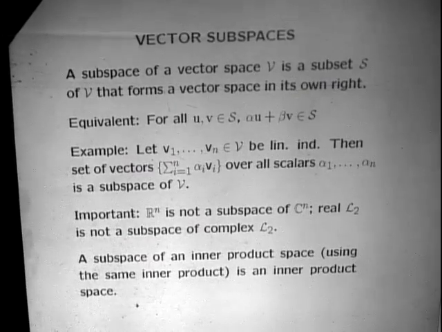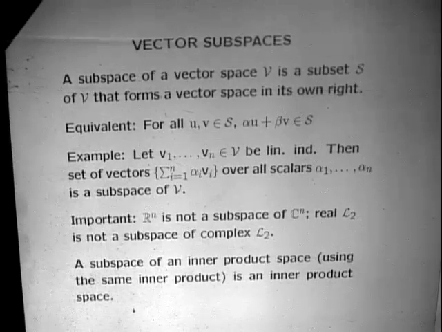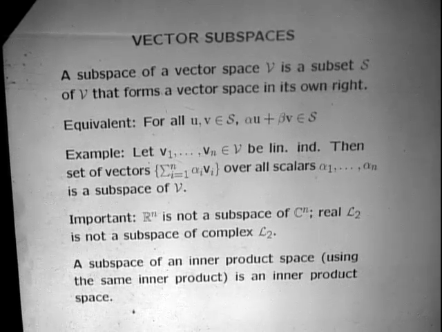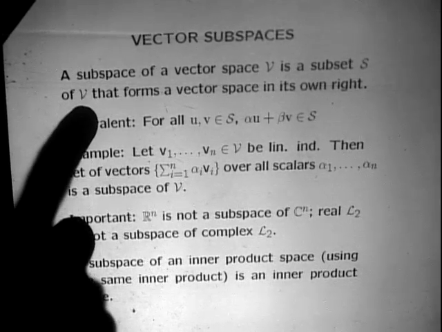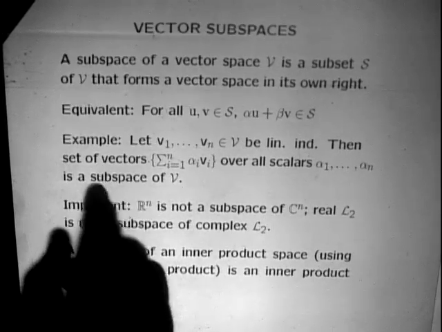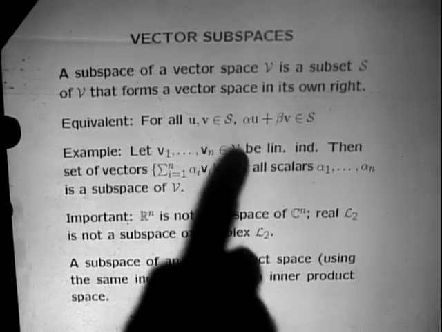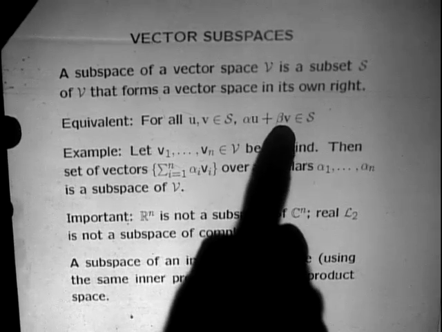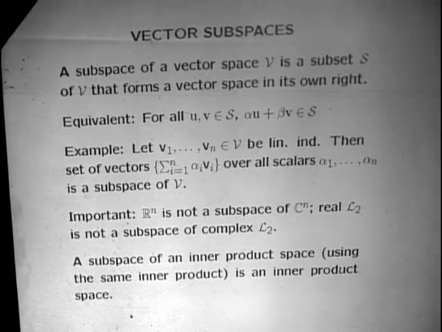The next idea that we want to talk about is vector subspaces. Again, it's an idea you've probably heard of for the most part. A subspace of a vector space is a subset of the vector space such that that subspace is a vector space in its own right. Okay? An equivalent definition is for all vectors u and v in the subspace, alpha times u plus beta times v is in S also. In other words, a subspace is something which you can't get out of by linear combinations.